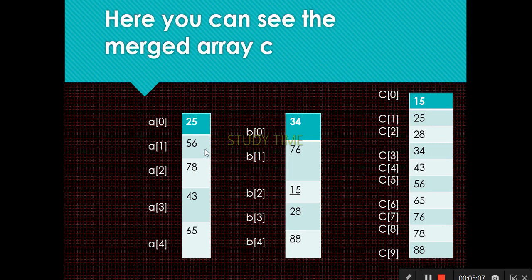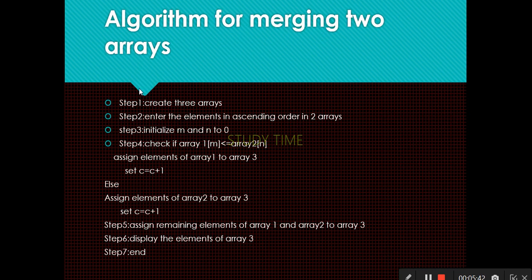A0, A1, A2, A3, A4, B0, B1, B2, B3, B4, C0, C1, C2, C3, C4, C5, C6, C7, C8, C9. Merged array C. Algorithm for merging two arrays.